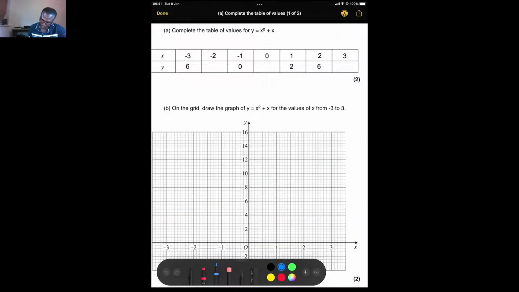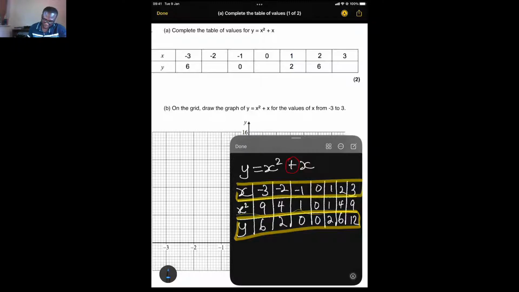So from our table that we've worked out, we know that when x is -3, y is 6. When x is -2, y should be 2, so we're going to put 2 in the table. And then we know when x is -1, y is 0. When x is 0, y should be 0. And then the last bit is the 3 and the 12.